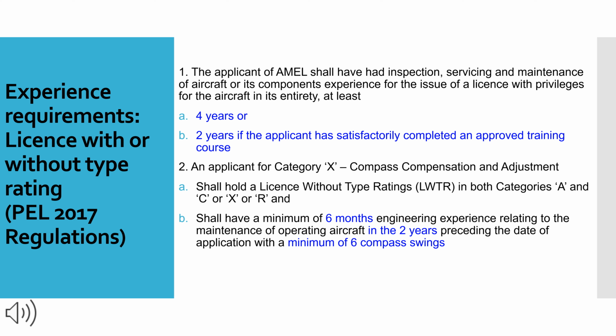An applicant for Category X, Compass Compensation and Adjustment, shall hold a license without type rating in both Category A and C, or X or R, and also shall have a minimum of 6 months engineering experience relating to the maintenance of operating aircraft in 2 years preceding the date of application, with a minimum of 6 compass swings.